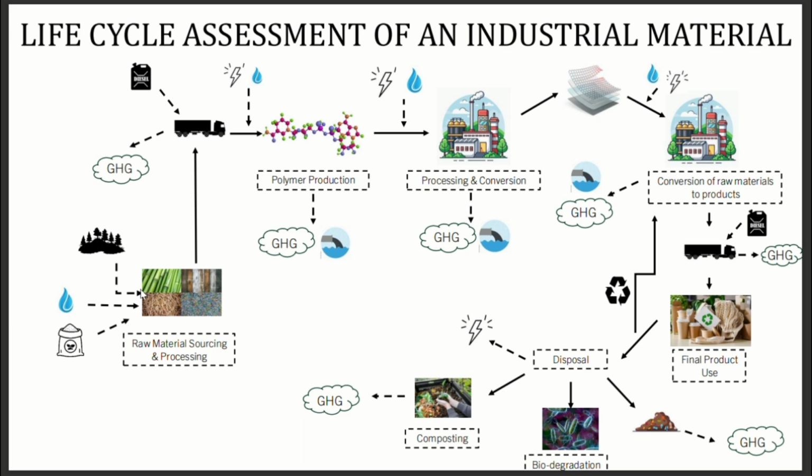We have the polymer production stage. The raw materials are sourced and converted into polymers, and this stage often involves energy-intensive processes that obviously contribute to greenhouse gases and wastewater emission. We then have the processing and conversion stage. After polymer production, materials are processed and converted into the final products. So we have the conversion of raw material into product stage. All of these involve the emission of greenhouse gas and wastewater.